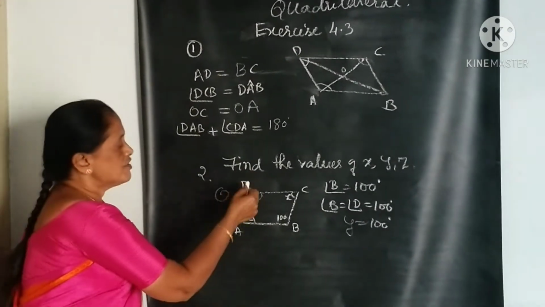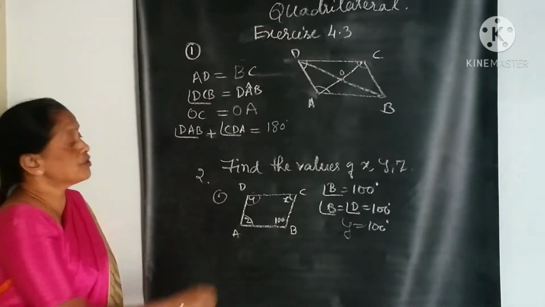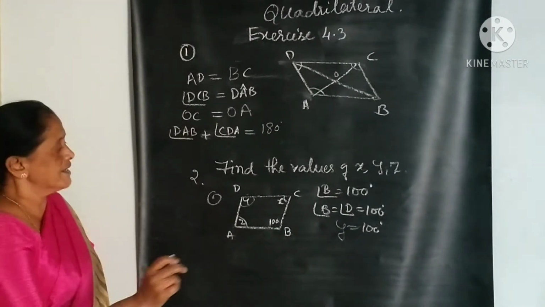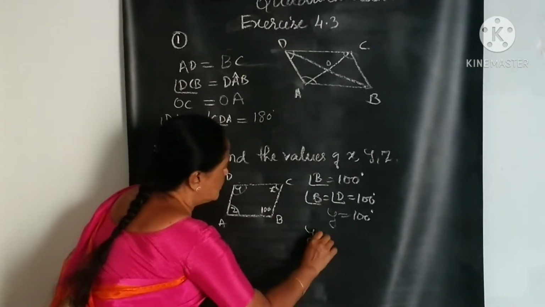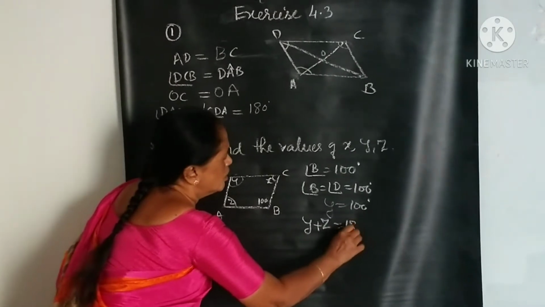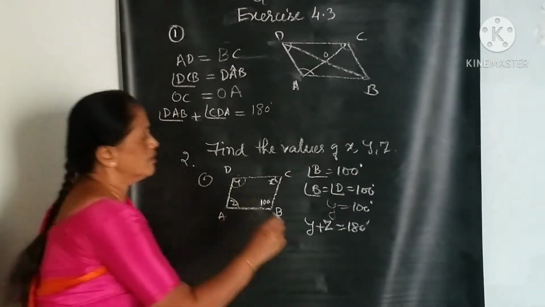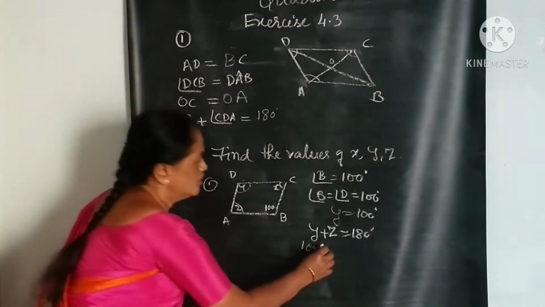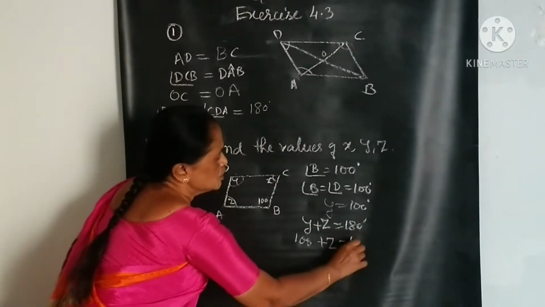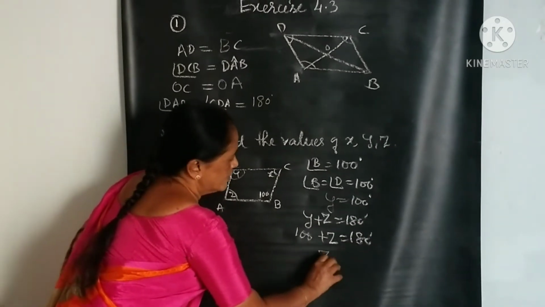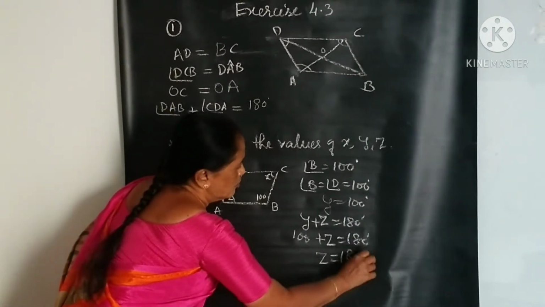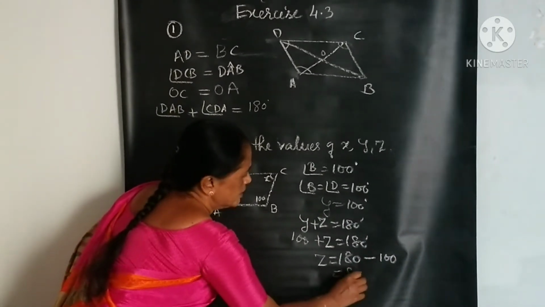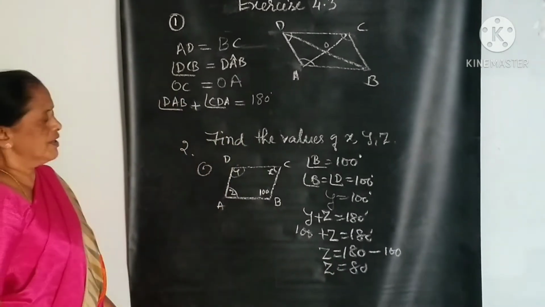Then, what is the sum of Y plus Z? These two are adjacent angles. The sum of the adjacent angles in a parallelogram is 180 degrees. That means angle Y plus angle Z is equal to 180 degrees. We already found Y is 100 degrees. Substitute Y: 100 plus Z equals 180 degrees. Then Z is equal to 180 minus 100, transposing the 100. That equals 80 degrees. Z is equal to 80 degrees.